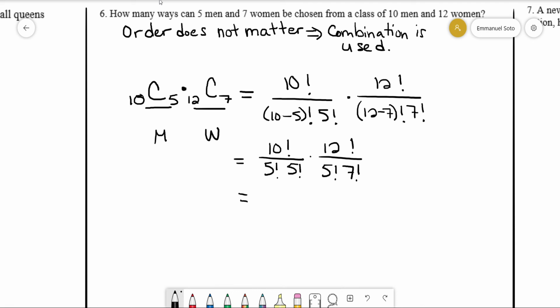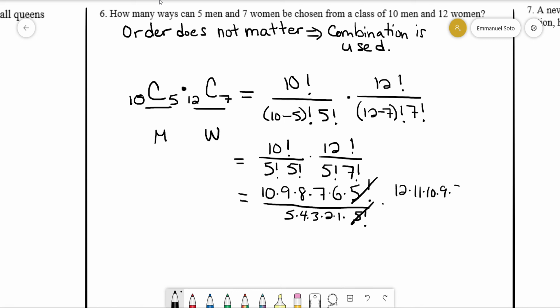Now 10 factorial is 10 times 9 times 8 times 7 times 6 times 5 factorial. I'm going to stop there because I have a 5 factorial. This other 5 factorial is 5 times 4 times 3 times 2 times 1, and I'm going to keep this 5 factorial so that it can cancel with this one. Now the 12 factorial: 12 times 11 times 10 times 9 times 8 times 7 factorial, because I want to keep that so we can cancel. Then 5 factorial, 5 times 4 times 3 times 2 times 1. Notice that the 7 factorials cancel.